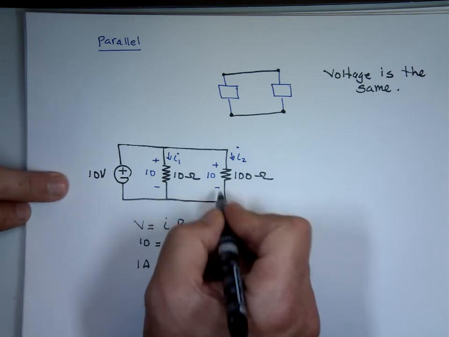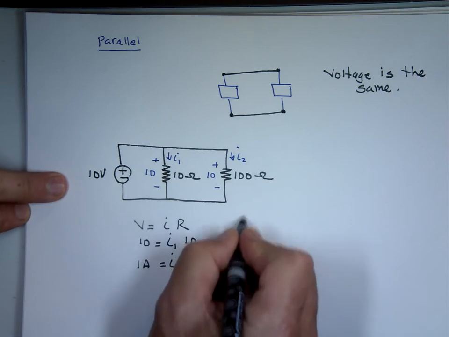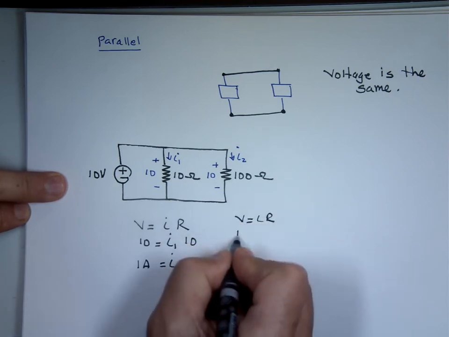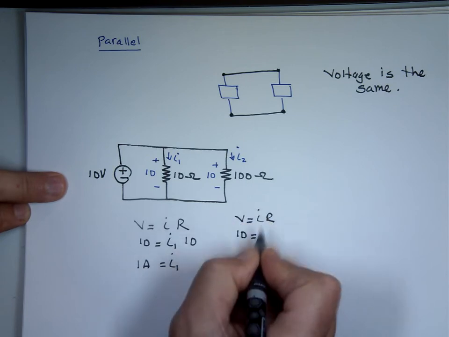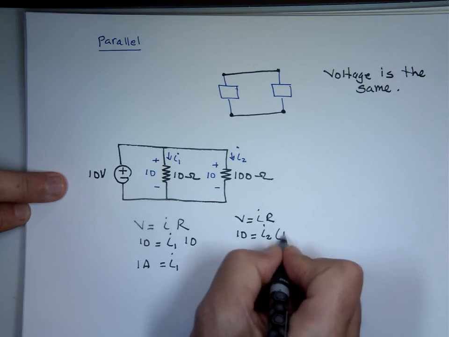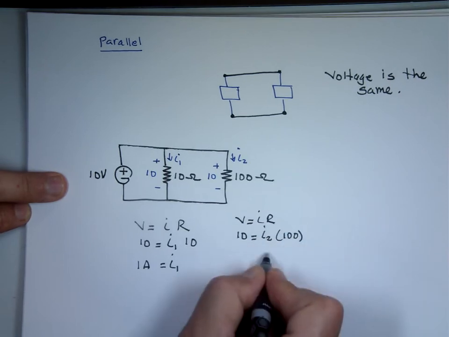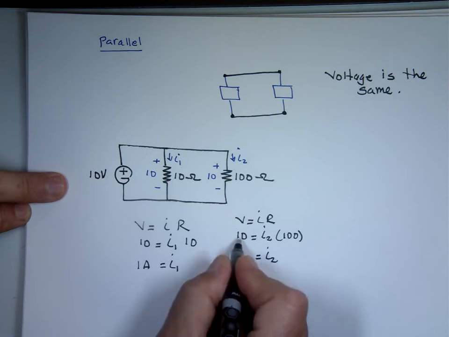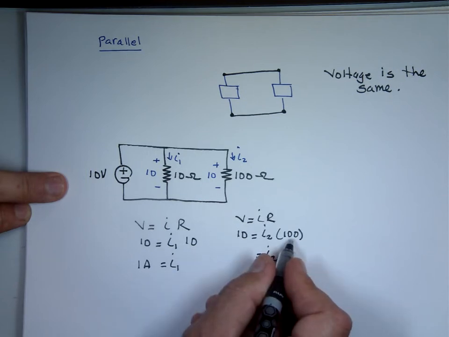Now let's look at this one. V equals I times R. V is 10. I is I sub 2 here. And R is 100. What's I sub 2 equal to? 10 divided by 100. 0.1 amp.